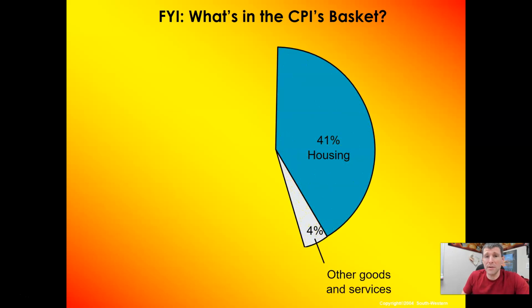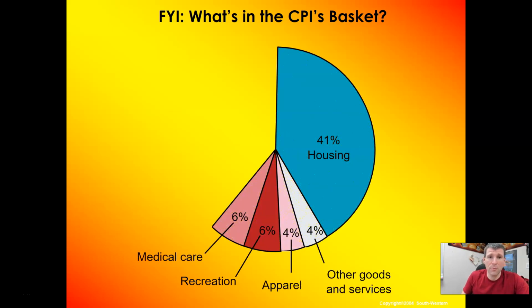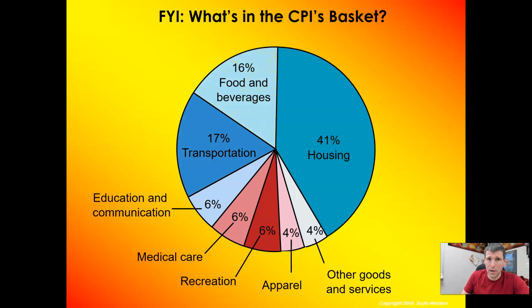All right, what's in the CPI's basket? This is just a little pie chart showing you various things that are in there. You have to take notes over this. It's just for informative purposes. This isn't something they ask you. What you need to know about CPI is that it is a price index that analyzes the goods and services that a typical urban consumer buys.